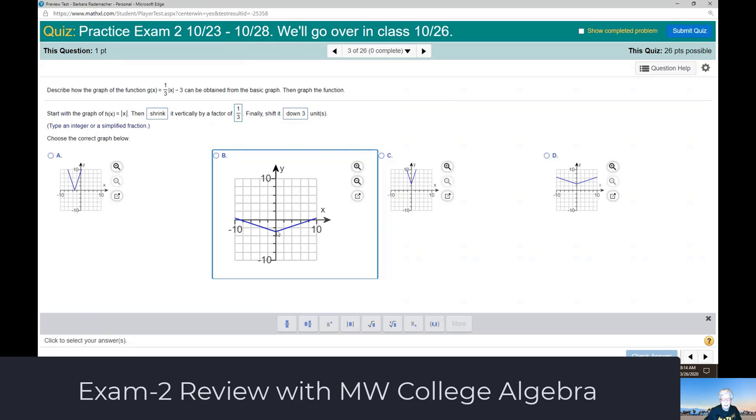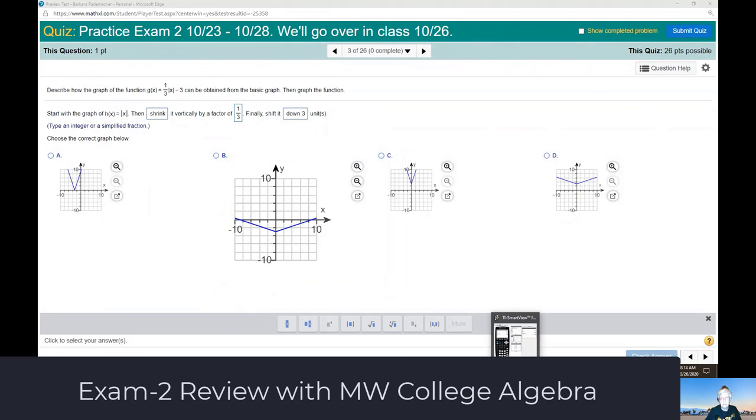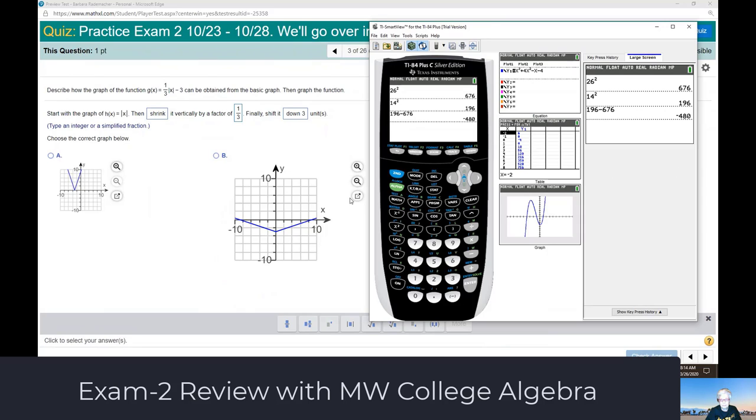And you don't have a sharp V like that. You have a V where the arms have been lowered, which is precisely what a vertical shrink does. It'll cause the arms to go lower, which also widens them out. Now, if you know how to use your graphing calculator, you can graph it and get a better idea.